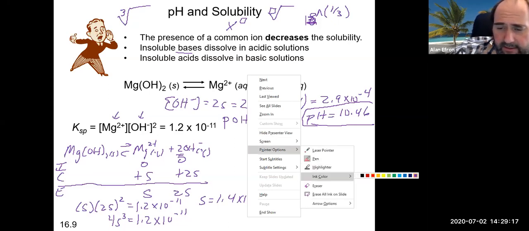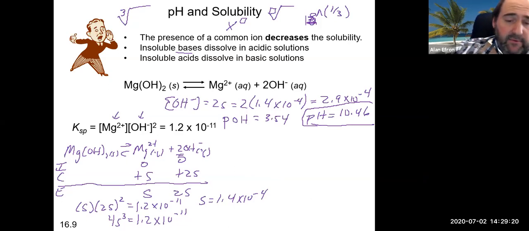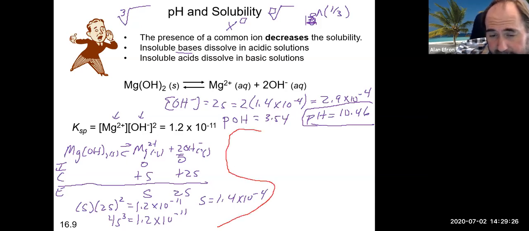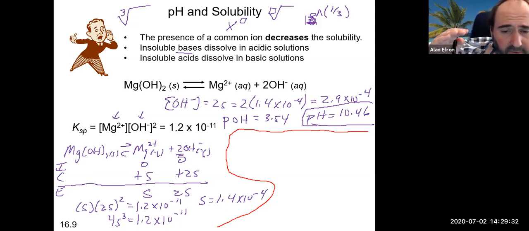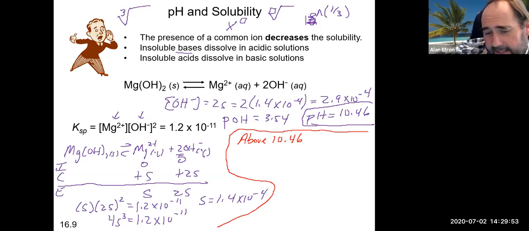So why would knowing the pH be sort of important? It would be important because if we decided we want to play with the pH, the pH in this solution is pretty much at 10.46. So what would happen if I took the pH above 10.46? In order to take the pH above 10.46, pretty much two things are going to happen, right? The major thing that's going to happen is the concentration of OH minus will then have to go up.